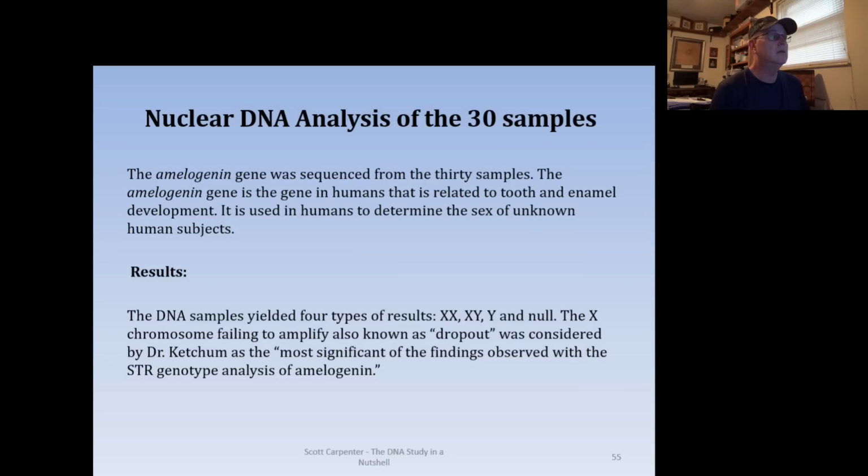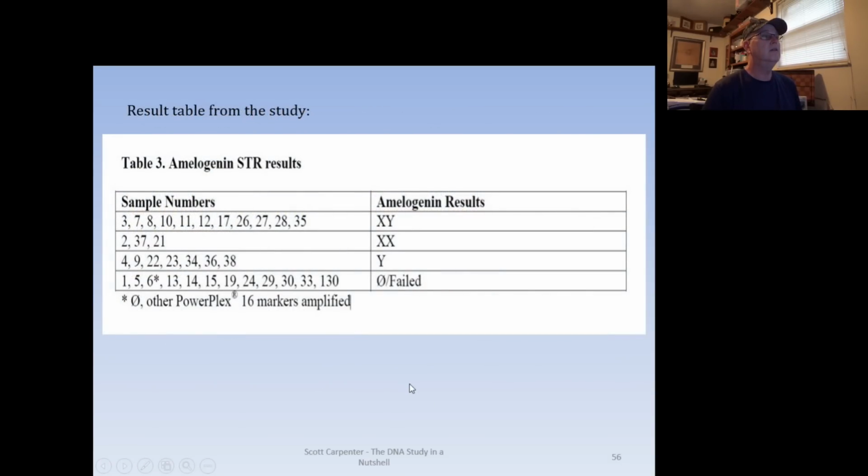So here the DNA samples yielded the 4 types: XX, XY, Y, and null. The X chromosome failing to amplify, also known as a dropout, was considered by Dr. Ketchum the most significant of the findings observed with the STR genotype analysis of the, and I can't pronounce that word. I'm not even going to try, but you can see it right there. And here's the table for this, taken from the DNA study, with the sample numbers and their results.